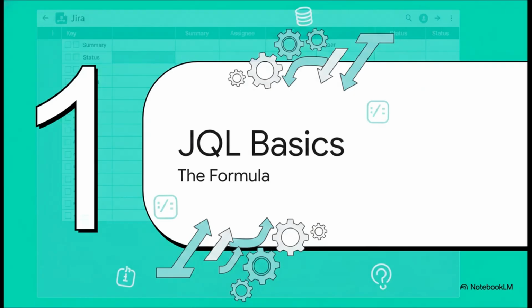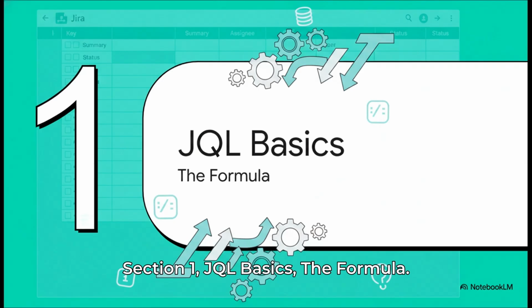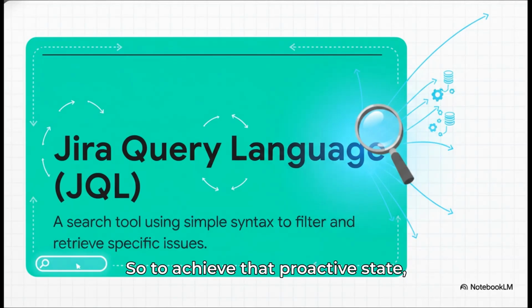Section 1. JQL Basics, the formula. So to achieve that proactive state, we need to understand the engine making it all happen, JQL, which stands for Jira Query Language. It's a powerful search tool that uses a simple syntax to filter and retrieve very specific work items based on criteria you define.